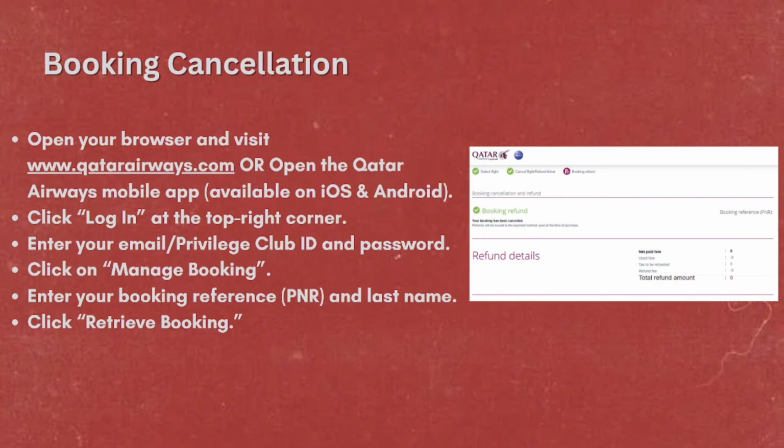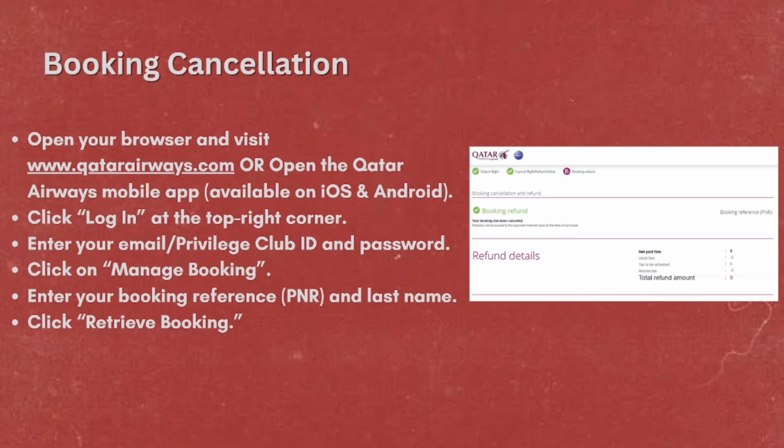Then after that, just click on login at the top right corner of the screen and then enter your email, club ID and the password. Then click on manage booking. Then you just have to enter your booking reference or the PNR and also your last name.